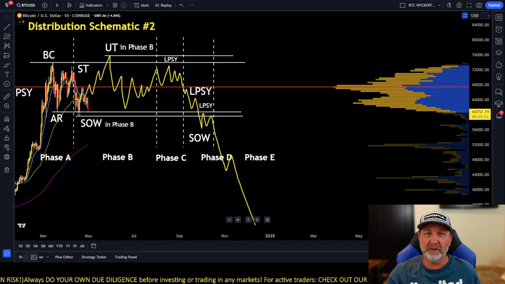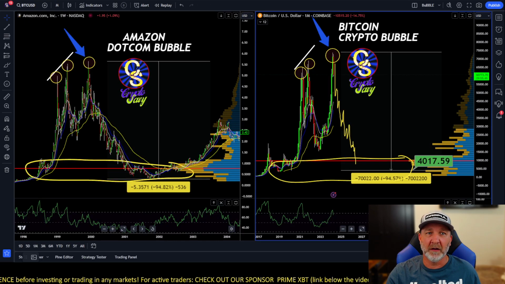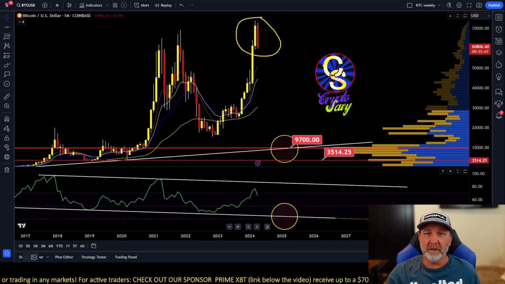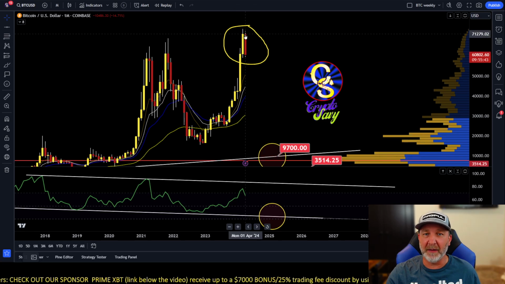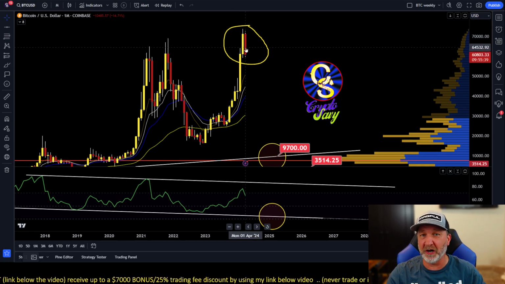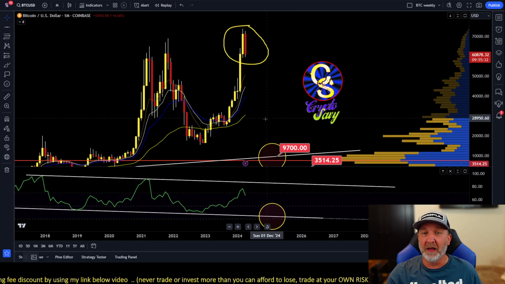Let's look at one more thing here. Where are we at? Right here. This, guys, looks like a tweezer top. As you can see, the rejection was in the same area. And this is the monthly chart. If this, in fact, closes like this, this is going to be a major tweezer top pattern for the monthly.